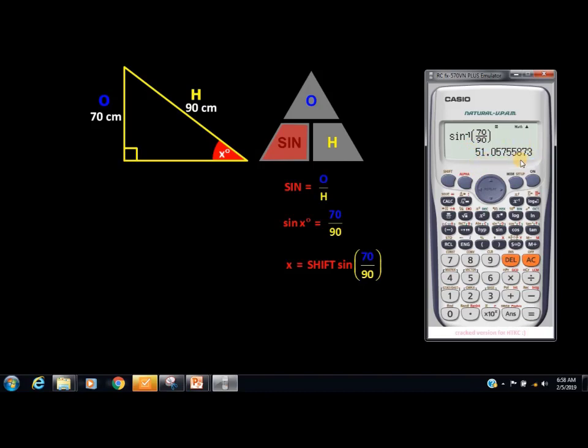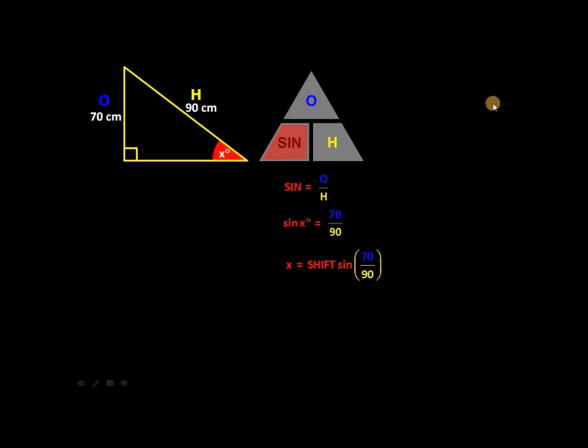We don't want any decimal, we want nearest degree. So we will go shift, set up, fix 6, and 0 degrees is 0. There is the answer, 51. So the answer is x equals 51 degrees, nearest degree.